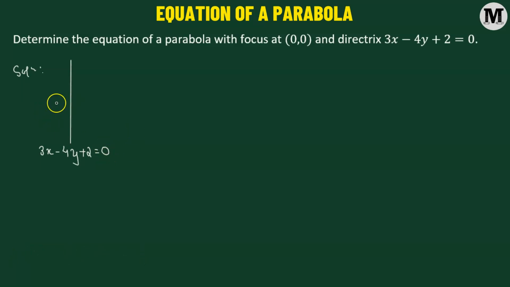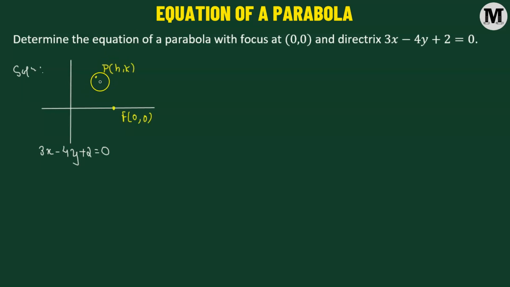Now, we're going to consider another line which is perpendicular to this directrix. By definition, on this line we have a focus F with the coordinates 0, 0. This point is the focus, and we have to determine the equation of the parabola. To do that, we'll consider a point P on this plane, with coordinates h, k. This is the locus of point P.